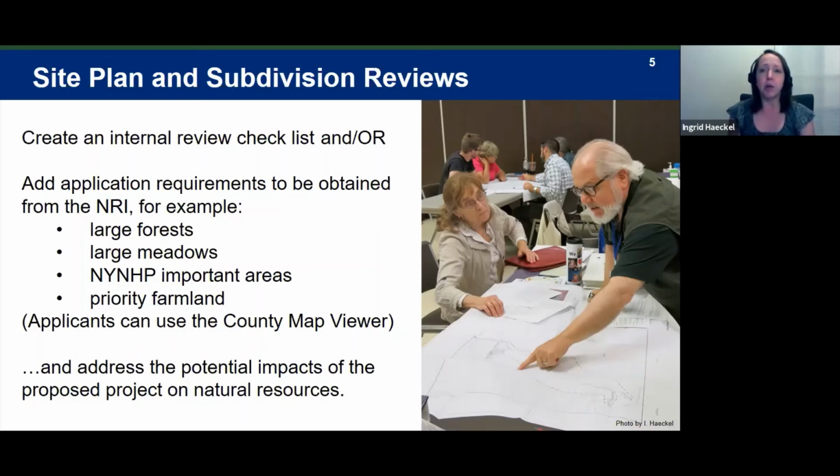In addition to requiring the maps, you might require applicants to address potential impacts of their project on the natural resources that have been identified.